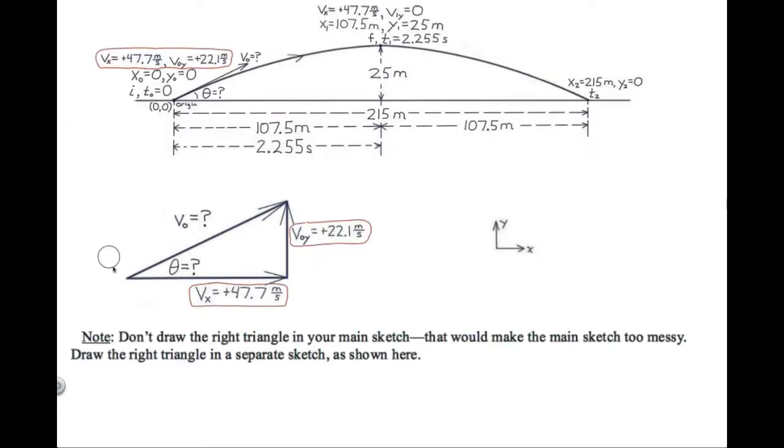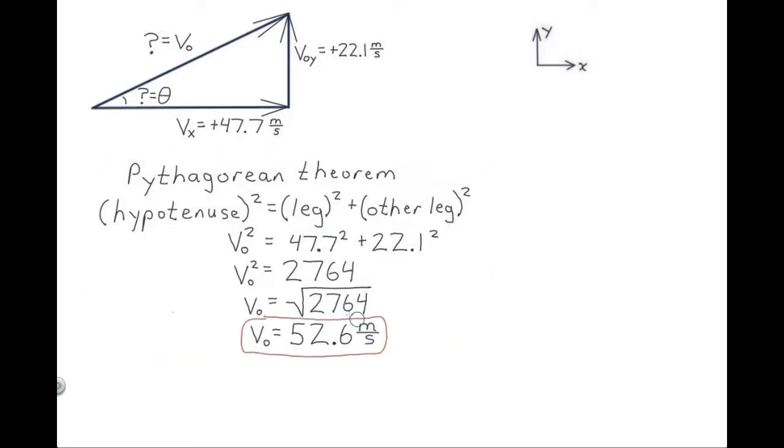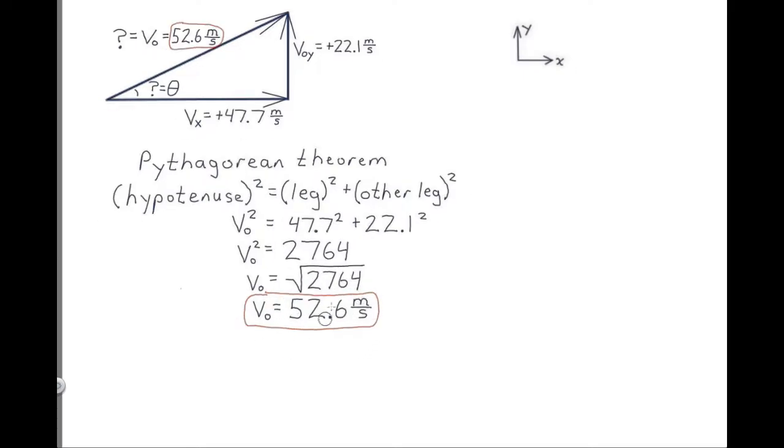First, we draw a right triangle in which the hypotenuse represents the overall velocity vector at time 0, and the legs represent the components. We can use the Pythagorean theorem to determine the magnitude of the overall velocity vector. Our result is that the magnitude of the overall velocity vector at time 0 equals 52.6 meters per second. Let's build this new piece of information back into our triangle.